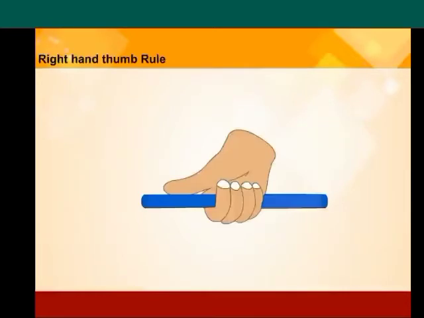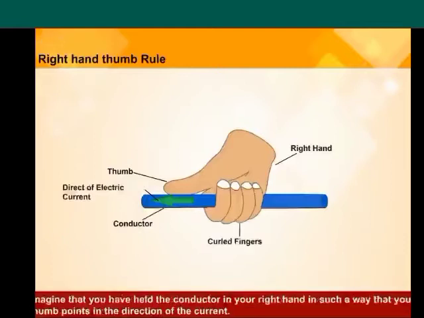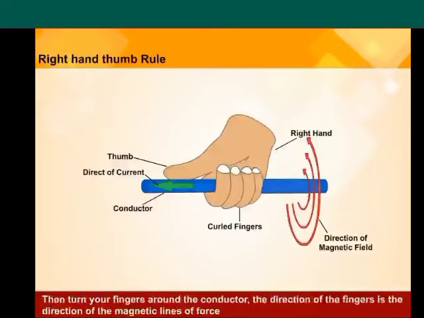Right hand thumb rule. This is the conventional rule for finding out the direction of the magnetic field produced by a current flowing through an electrical conductor. Imagine that you have held the conductor in your right hand in such a way that your thumb points in the direction of the current. Then turn your fingers around the conductor. The direction of the fingers is the direction of the magnetic lines of force.